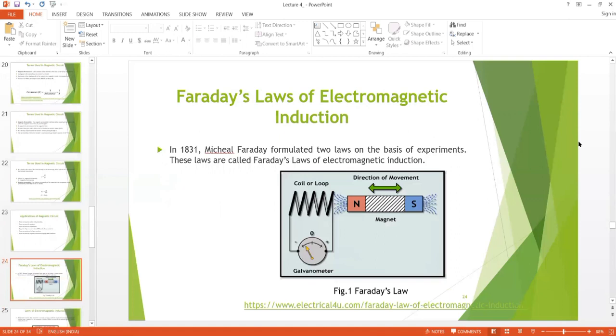Let's talk about another topic. This is very, very important in most interviews. Even in the IITs, this question is asked, and in some Google interviews, some interviews in the CSE branch and in electronics and communication. These are very, very important laws: Faraday's laws of electromagnetic induction.